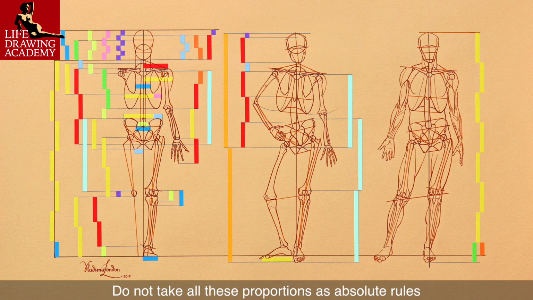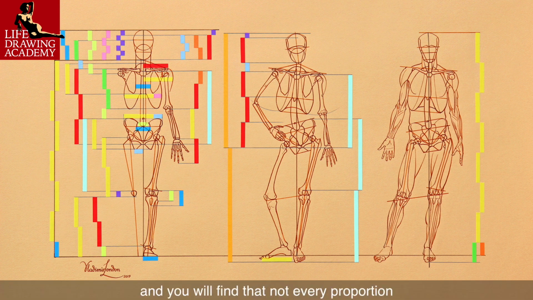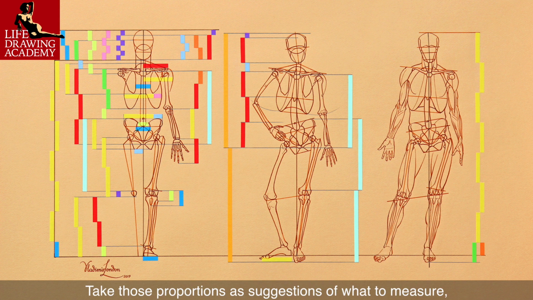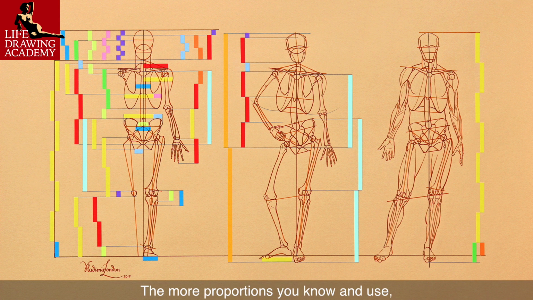Do not take all these proportions as absolute rules. Every model is different, and you will find that not every proportion is true for your models. Take those proportions as suggestions of what to measure, and see how your model deviates from those measurements. The more proportions you know and use, the easier it will be for you to draw correct and proportionate figures from life, memory, or imagination.